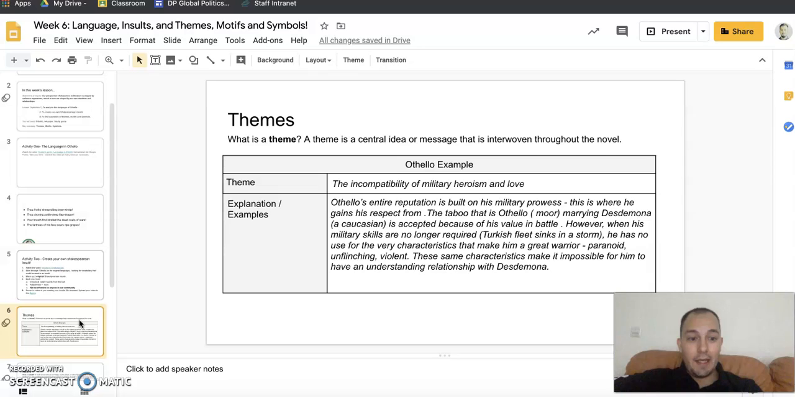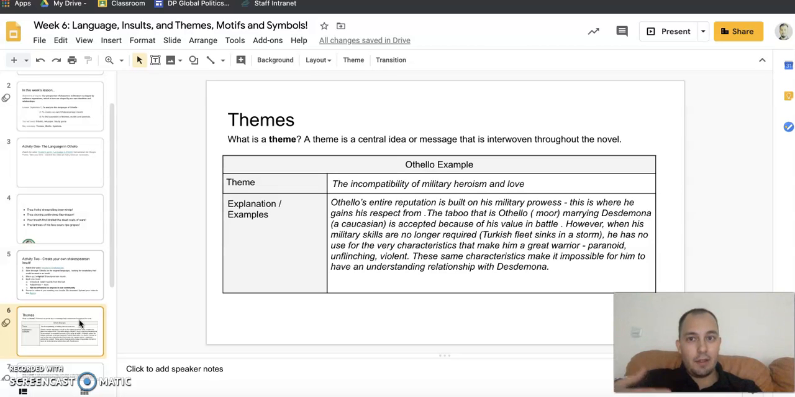But later in the play, when his military skills are no longer required, remember the Turkish fleet sinks in the storm, he has no use for the characteristics that make him a great warrior. The fact that he's sort of paranoid, that he's violent.